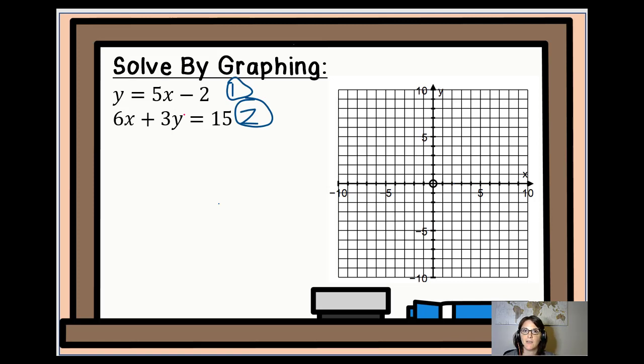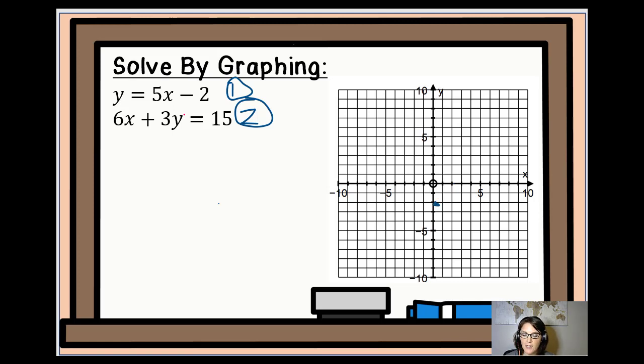I like to start by labeling my lines with 1 and 2, and we're going to start with number 1. So first we need to identify the slope and the y-intercept. So we're going to plot the y-intercept first. So the y-intercept, or the b, is at -2. So I'm going to go ahead and put a dot at -2.